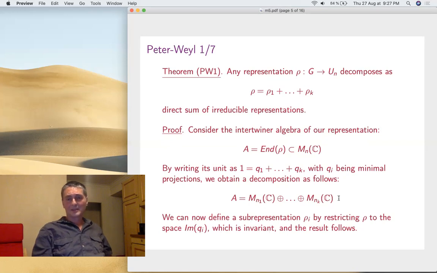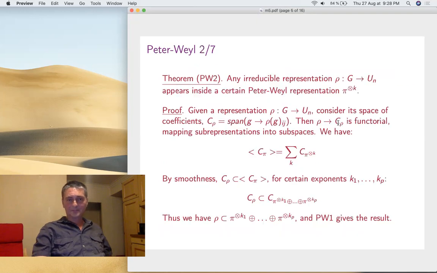Now, as you have this, of course, you just use the same thing. I mean, 1 is Q1 plus ... QK. You can define the subrepresentations by restricting the rho to the images of these projections, which are invariant. And they are irreducible because the intertwiners correspond to these full matrix blocks. So this is quite elementary. Basically, it comes from this, okay? Right-hand rho, a sum of matrix algebras, and you have your decomposition.